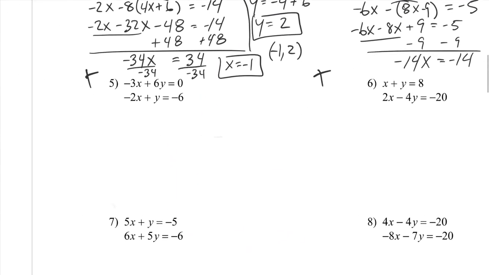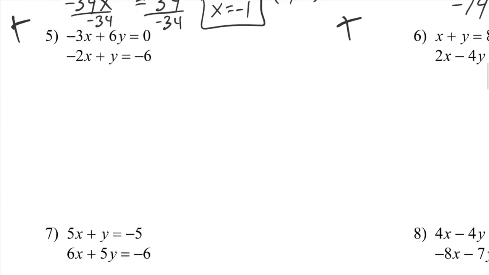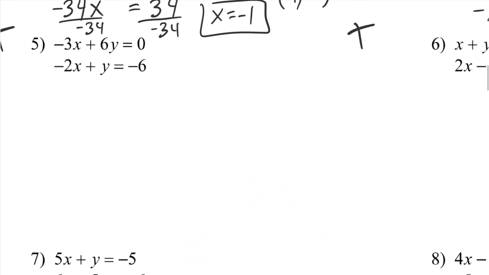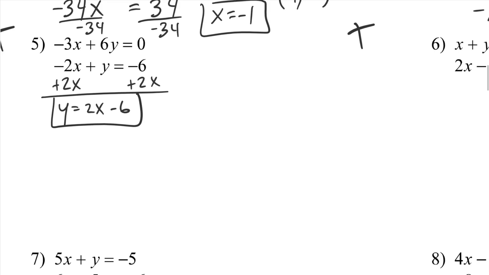Problem 5. Problem 5 isn't solved for a variable, right? So we need to solve it for a variable. Well, it looks like the second equation, it would be pretty easy to solve for y. So we get y equals 2x minus 6. So now we have got a value of y. So we're going to take this value of y, 2x minus 6, and we're going to substitute it in for y in our other equation.